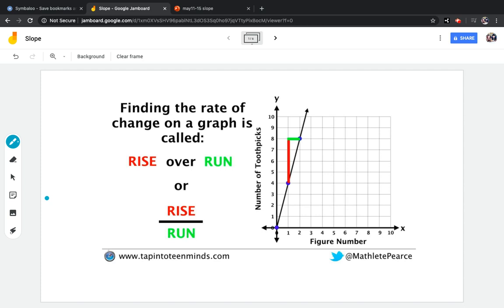So the final thing that we are working on is slope. And slope is basically when you are given some kind of graph or some kind of inclined plane, and you need to find what the rise is basically in the run. So let's look into this a little bit.